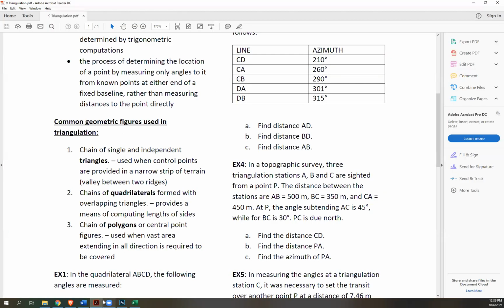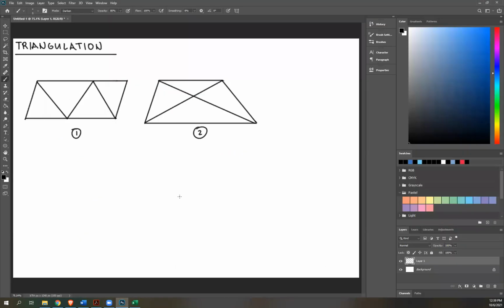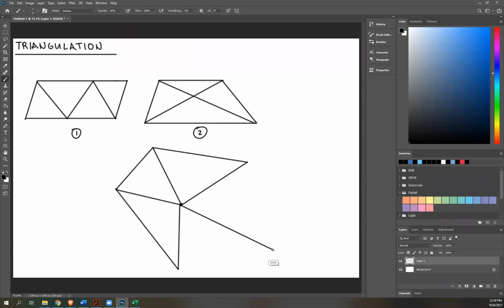And then last, chain of polygons or central point figures. It's used when a vast area extending in all directions is required to be covered. An example is you have something here in the middle, that's where you put your station, and you have a set of polygons extending in all directions. So something like this. That's an example of a third geometric figure commonly used in triangulation.